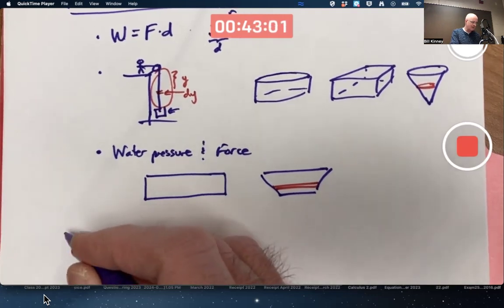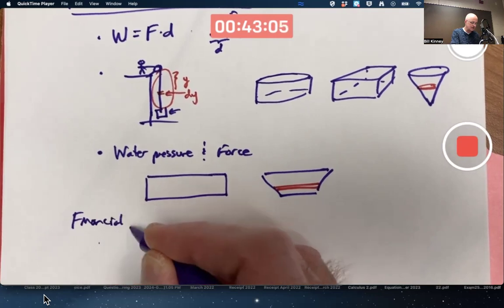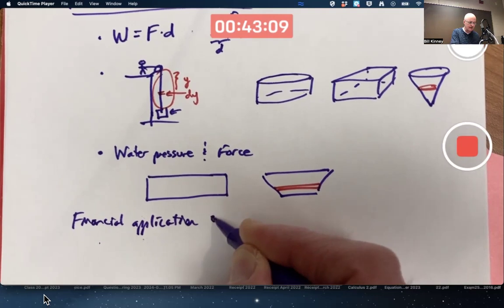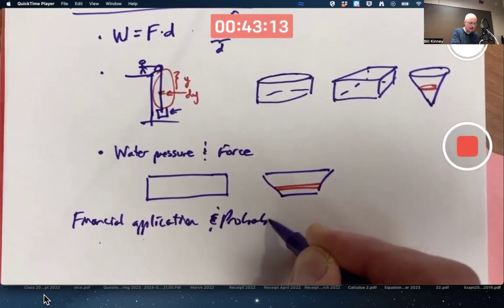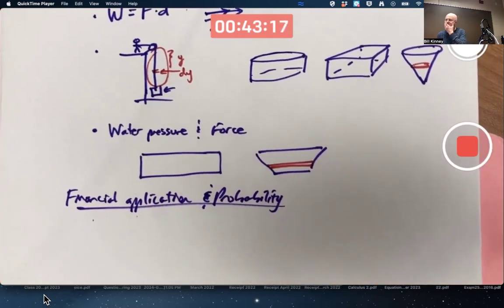From there, we went on to financial applications. And I'll combine that with probability. Actually, I hope you remember, we've been doing probability since the beginning of the semester. Along about the second week, I think I did talk about applications using normal curves.